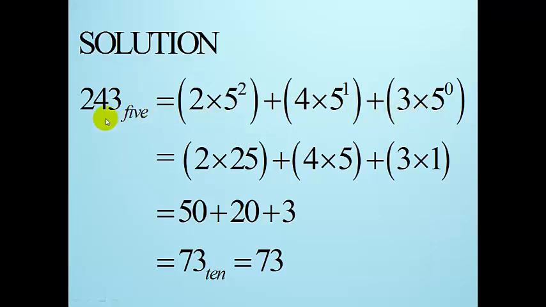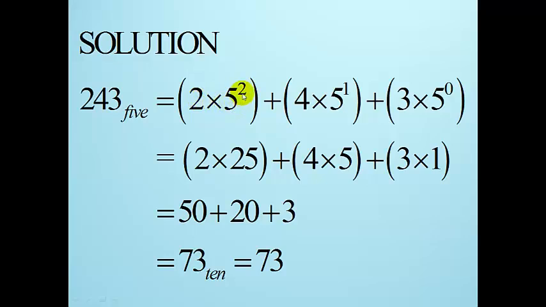Now, after multiplying the digit by the base, what we do is to raise the base to an exponent, starting from 0, from the right hand side to the left hand side. So we have 0, 1, 2.